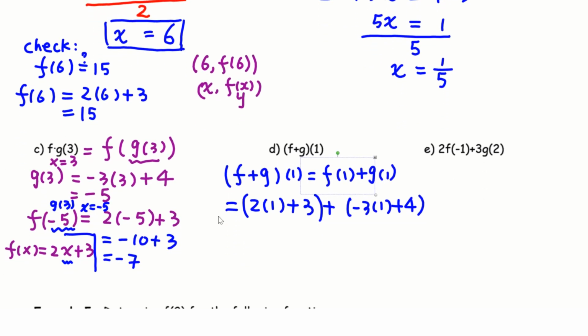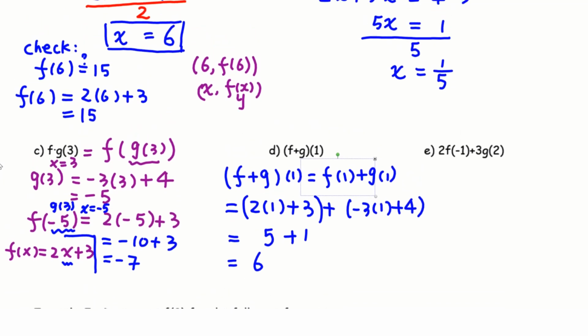Then we do the simplification. 2 times 1 plus 3 is 5. Negative 3 plus 4 is 1. So it is 6. This is for this part.